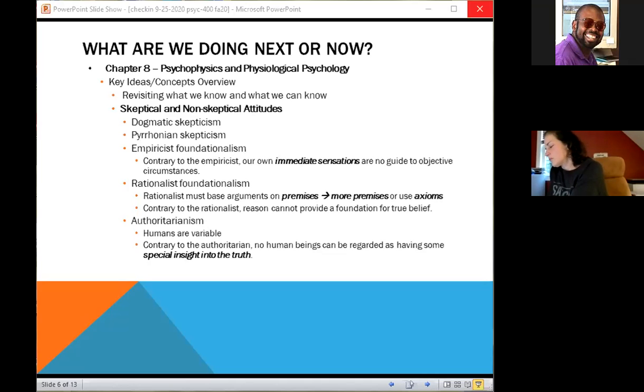And then we touch on a few things that we have spent some time discussing already this semester, and that's empiricist foundationalism. Empiricist foundationalism basically says the senses provide the ultimate criteria for justifying belief. So all we've got to do is use our senses, and from that we can know the truth of things and have true, certain beliefs. Of course, we've discussed issues with that. Contrary to the empiricist view, our own immediate sensations and senses are no guide for objective circumstances, meaning that, as Rene Descartes pointed out, our senses do lie to us. So we can't fully trust them, and that cannot be the sole determiner of what truth is and what certain knowledge is going to be.